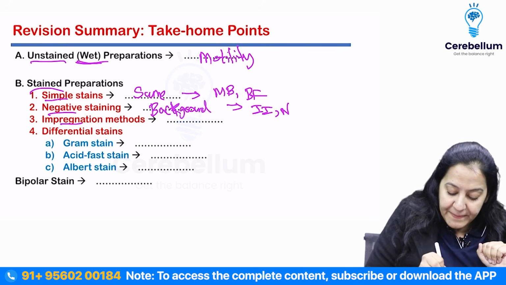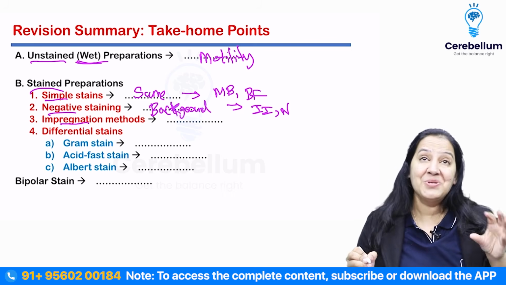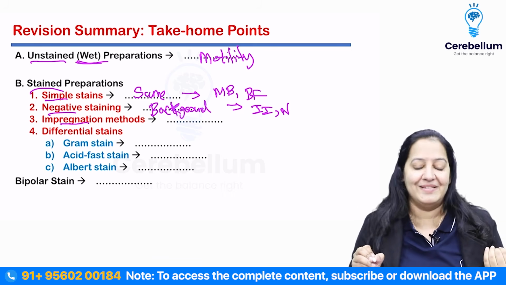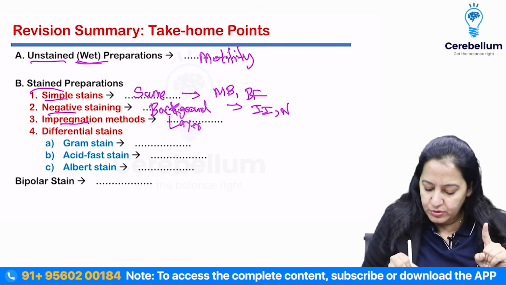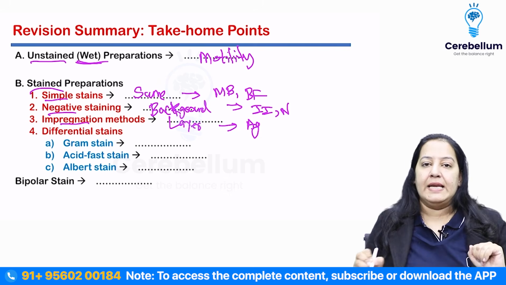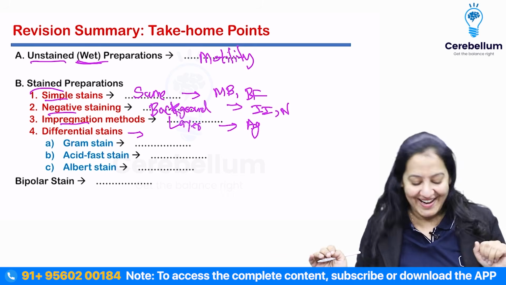The third is the impregnation method. Impregnation means layering. It is used for very thin structures like the bacterial flagella, like spirochetes, right? Here, it means layering. So, we do the layering with silver. The example is silver. Now, coming to differential stain. The differential stain, it provides different color to different bacteria, right?